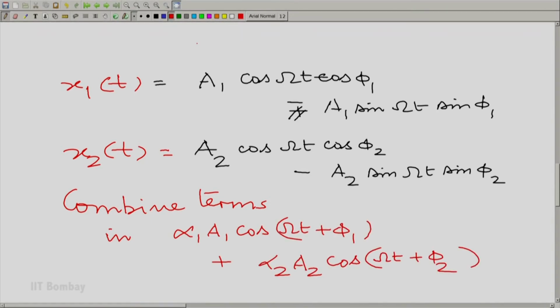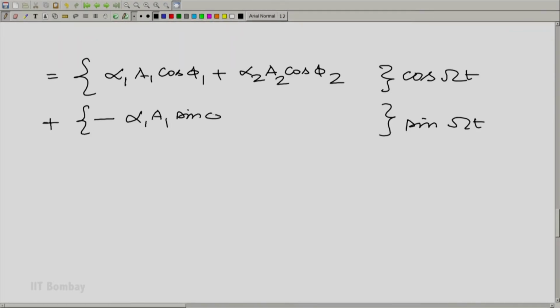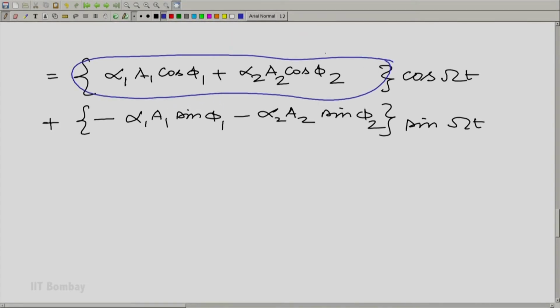How do we combine terms? Essentially, we take the terms with cos Ωt and the terms with sin Ωt and separate them, and aggregate with cos Ωt a few terms and with sin Ωt a few terms. Let us do that. So, that becomes, now I will take the terms with cos Ωt first and then the terms with sin Ωt. Now, we can give names to each of these terms. Let us call this whole thing P and let us call this whole thing Q.